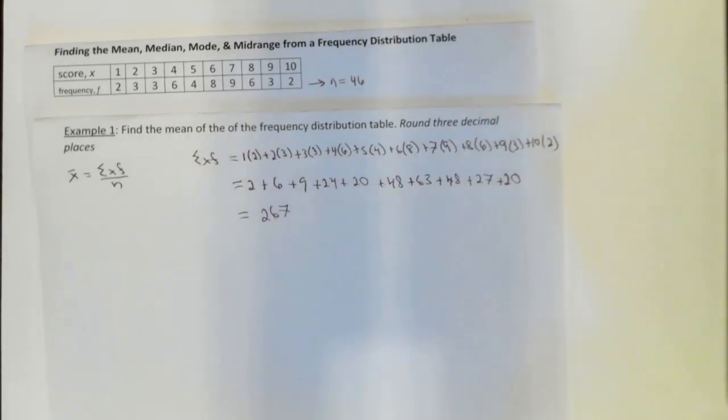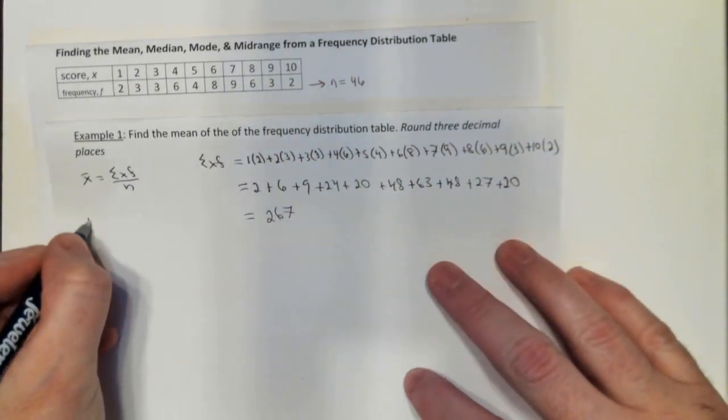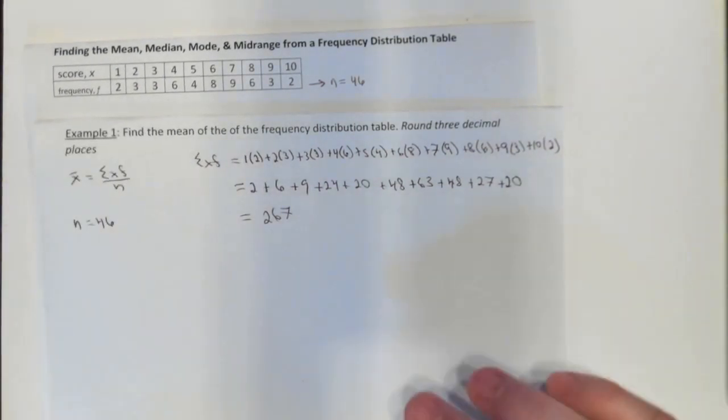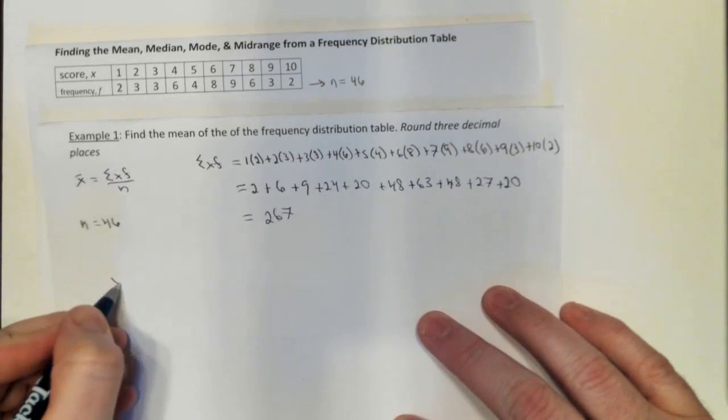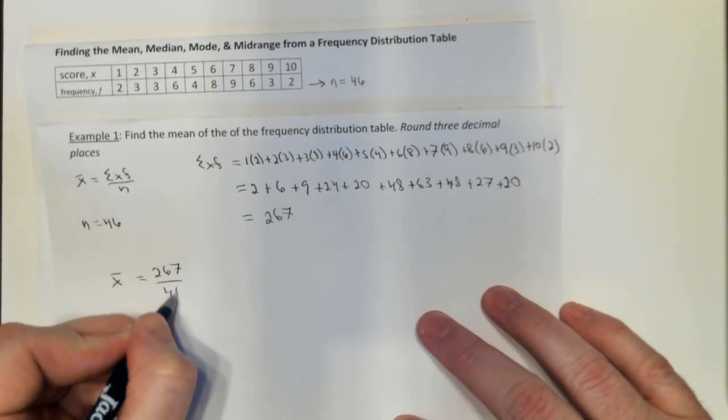Yeah, I got 267 again. Now, we're going to divide it by n. We said earlier n was 46. So, the mean is going to be 267 divided by 46.